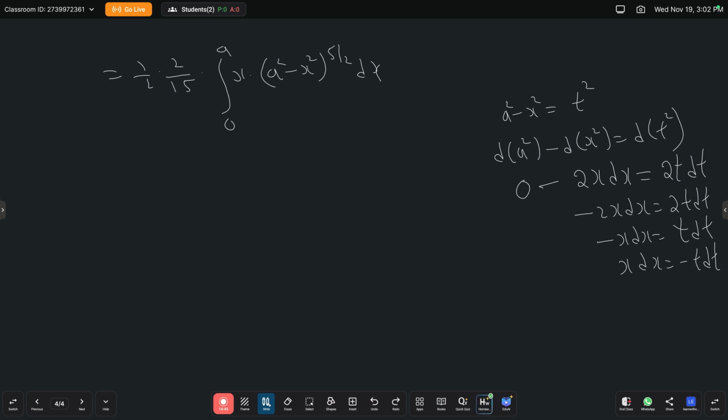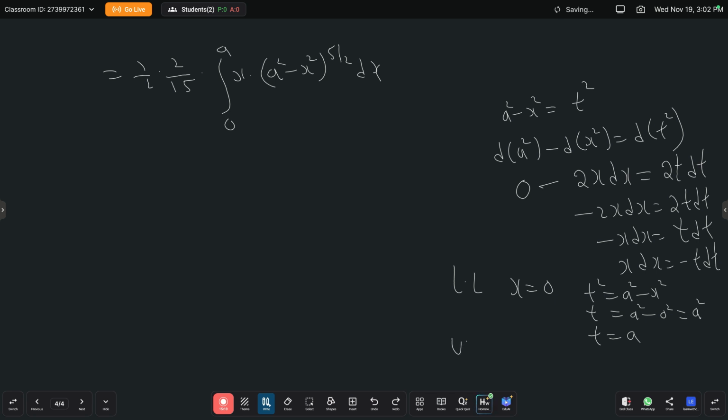Now we have to find the limits also. Coming to the lower limit, the lower limit of x is 0. Whenever x is 0, t square is equal to a square minus x square. So a square minus 0 square, this implies t square is equal to a square. So t is equal to a.